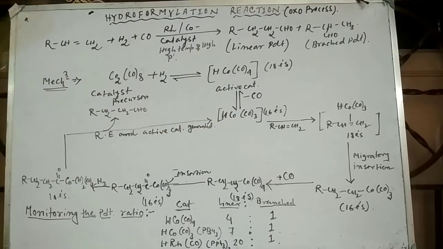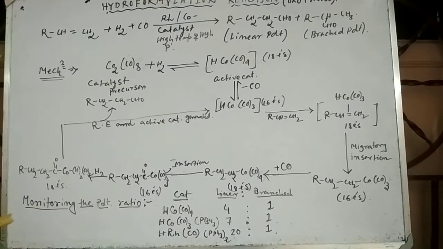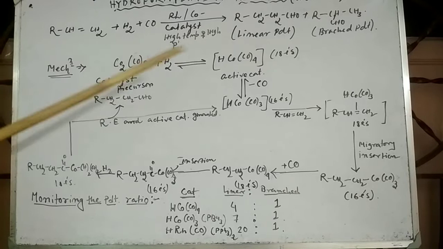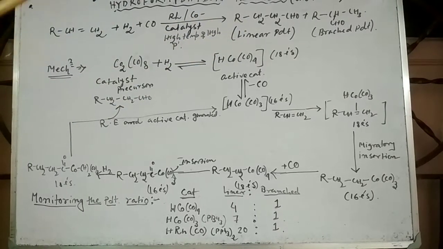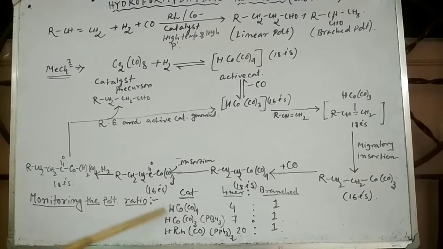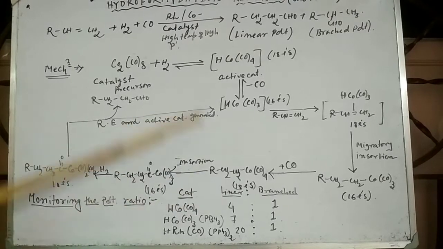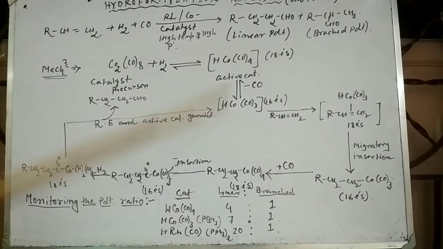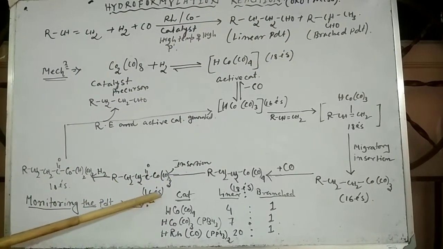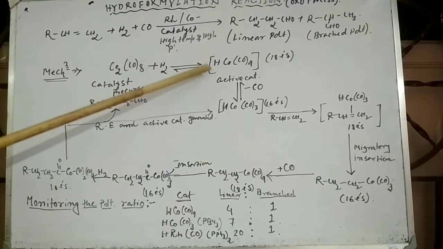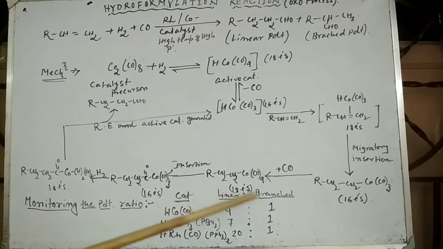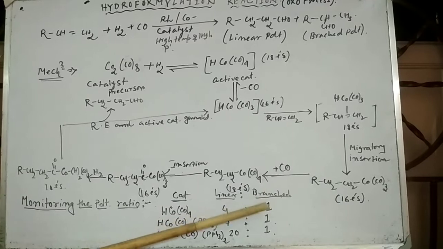Now we discuss the product ratio. In the hydroformylation reaction, we have seen that the linear product is formed predominantly over the branched chain product. Now we have used different types of catalyst, and we have seen different proportion ratios of linear and branched chain product. When we use the catalyst HCo(CO)4, that means a cobalt catalyst, the ratio of linear and branched chain product is 4:1.